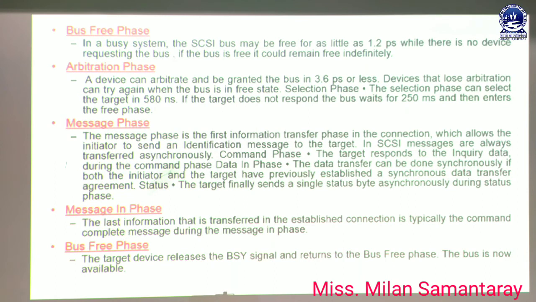Then in the data in phase, the data transfer can be done synchronously if both the initiator and the target have previously established a synchronous data transfer agreement. So the data transfer between the initiator and the target, or you can say the master and the slave, is in the synchronous bus structure if they previously follow the synchronous data transfer. Then the target finally sends a single status byte asynchronously during the status phase.